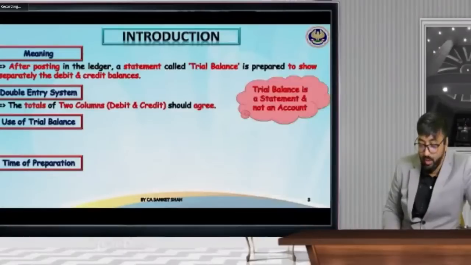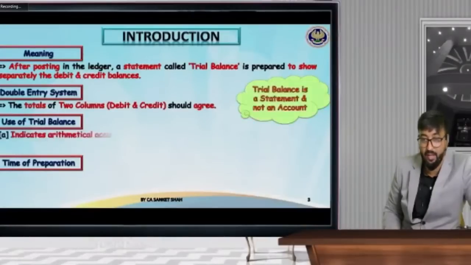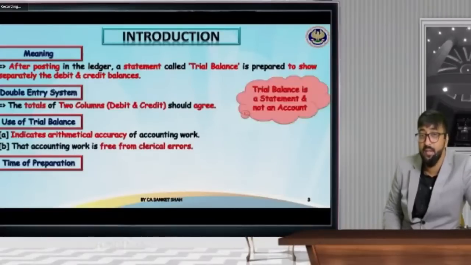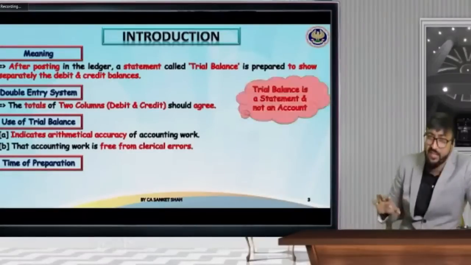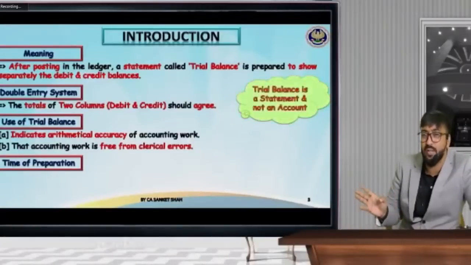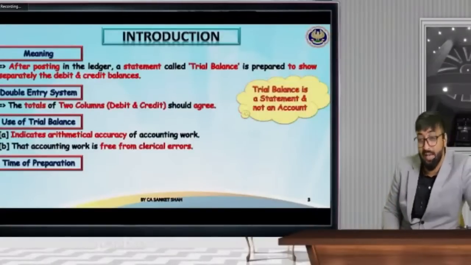Total of two columns, debit and credit, should agree. Use of trial balance: it indicates arithmetical accuracy, sir. Arithmetical accuracy, and the accounting work is free from clerical errors. So your accounting is perfect. Not perfection, but there is accuracy, that much we can say. We are not assuring that these accounts are 100% correct, but this gives you, yes, these accounts' debit is getting matched with credit, meaning there are no clerical errors, that is what it will seem to you.